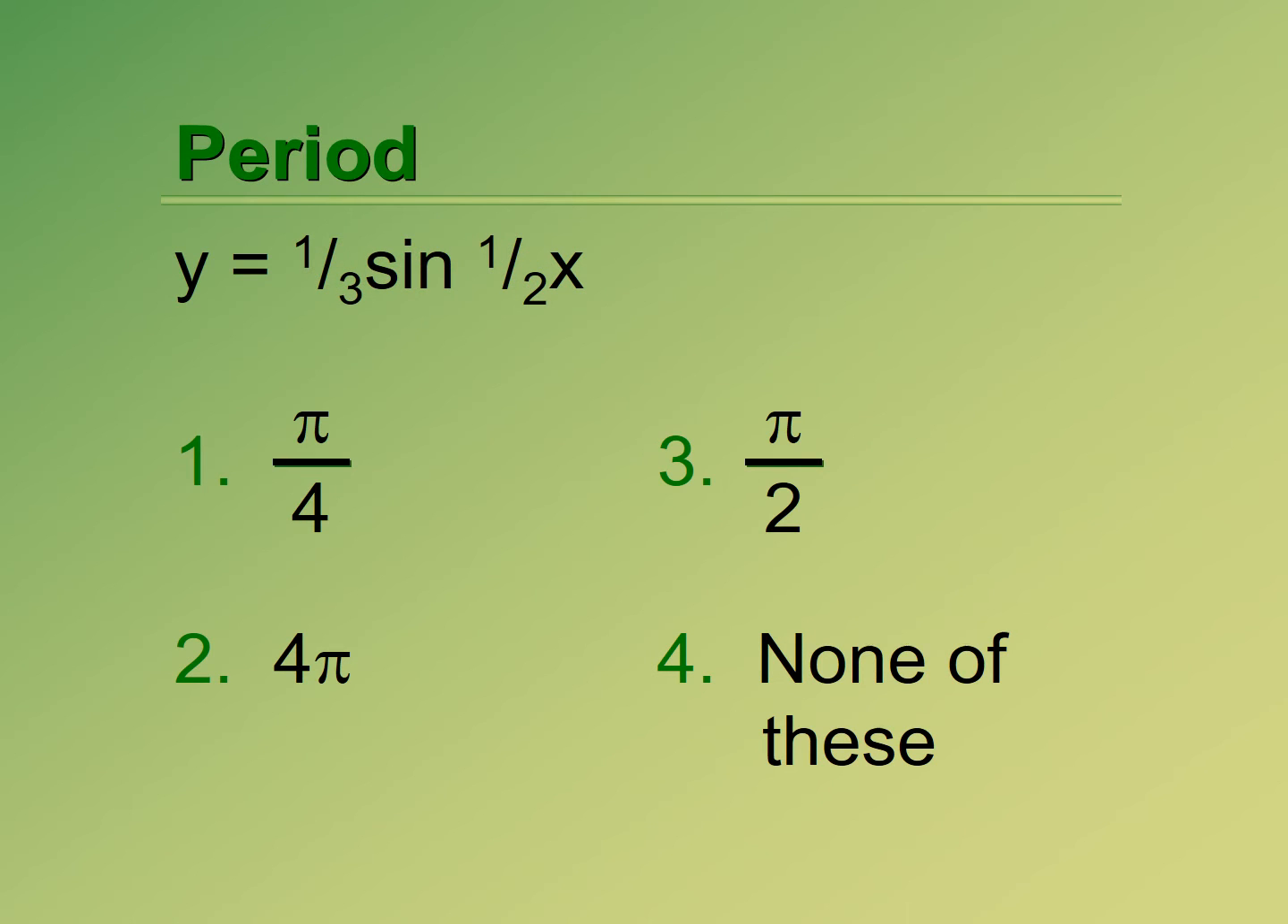Okay, let's try this one. You should have picked 4 pi. So your B value is 1/2, which means you should have done 2 pi divided by 1/2, which is 2 pi times 2 over 1, which is 2 pi times 2, which is 4 pi.